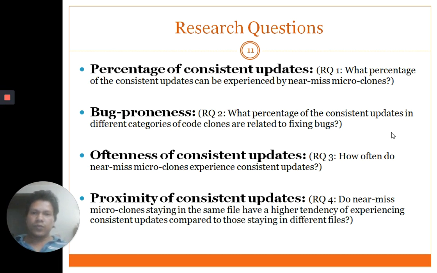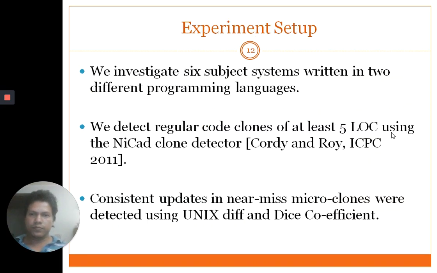In our research, we answered 4 research questions. Our first question is about the percentage of consistent updates in regular code clones, exact microclones, and in nearest microclones. Our second research question is about the bugfulness in these 3 categories of code clones. In our third research question, we investigate the oftenness of consistent updates in these 3 clone categories. And finally, we investigate the proximity of consistent updates in nearest microclones.